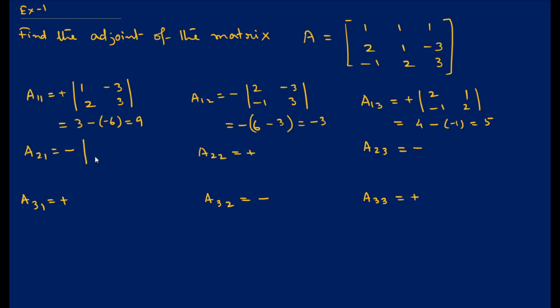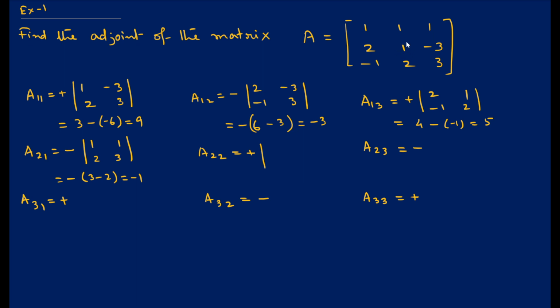Next A21. A21 means which element? This particular element 2. Okay, अभी ये 2 कहाँ पे है? This lies in the second row and first column. So we will delete the second row and first column. तो सेकेंड रो और फर्स्ट कॉलम डिलीट करने के बाद क्या आएगा, 1 1 and then 2 and then what? 3. Okay, 1 1 2 3. So if we break it, it's 3 minus 2. So how much is it? Minus 1.